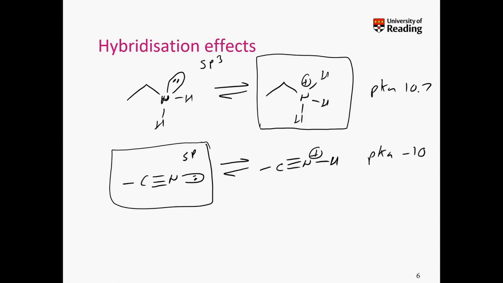Whereas the example at the bottom, the sp hybridized nitrogen, has much more S-like character, which means the electrons in that sp orbital are held much closer to the nucleus in the center of the atom, and therefore are much less readily available to pick up a proton, and so therefore they don't act as a good base.